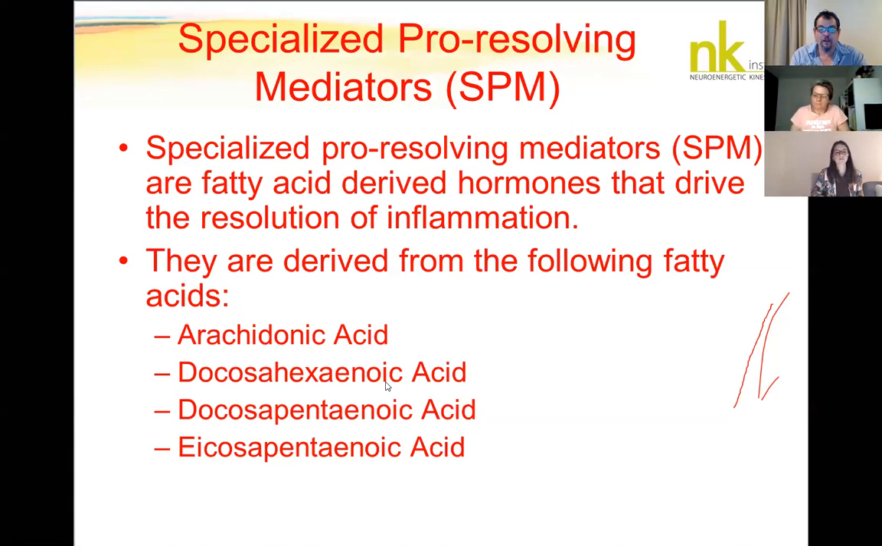And so these specialized pro-resolving mediators are derived from those 4 fatty acids listed there.